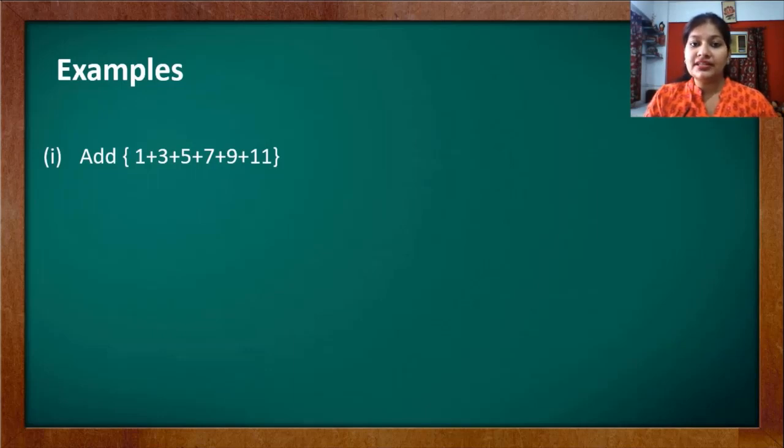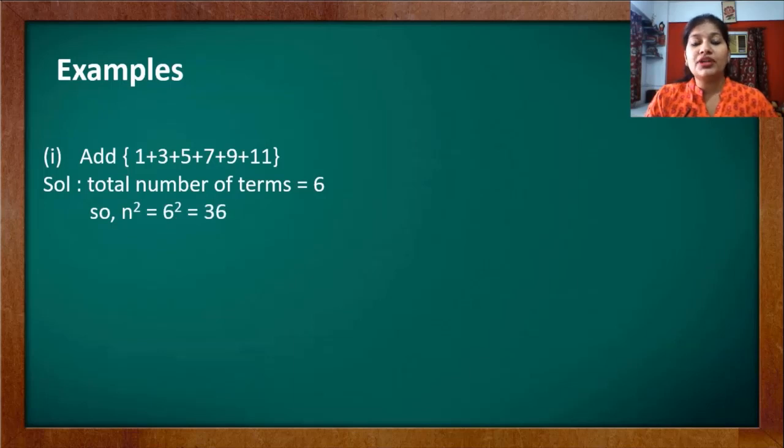You have two methods. Either you do the calculation manually, like you add 1 plus 3, that is 4, then add 5 to it, you will get 9 and so on. But the other method is based on the property of square numbers. If we use that property, we will calculate the total number of terms present. As you count here, there are 6 terms. So put this in the formula, that is n square, and when you put the value of n equals 6, you will get 36.